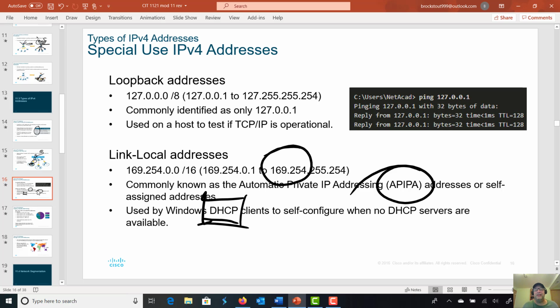Your client, your PC just shows up at the network and you plug it in, or the wireless configuration is connected and it's like, hey, I've just joined this network. That's great. I have no idea what IP address scheme I'm supposed to use.